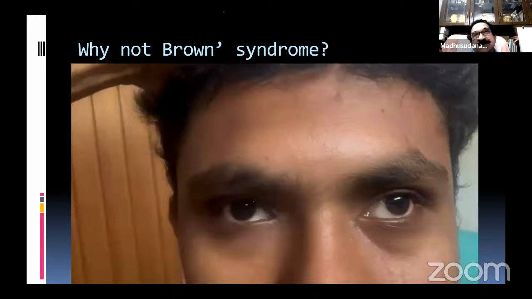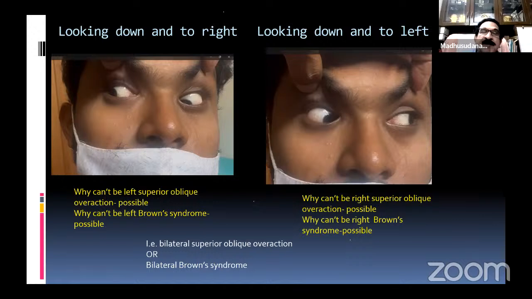Any idea why it can be Brown syndrome? Brown syndrome means that looking in the adducted position, the eye will go down. It will go down like this, because in the adducted position the superior oblique tendon is short. So the eye will come down.